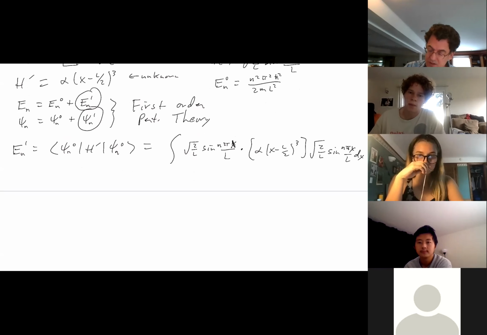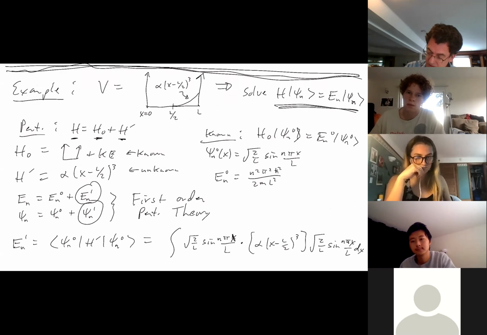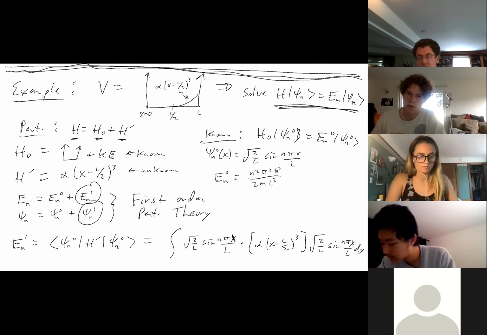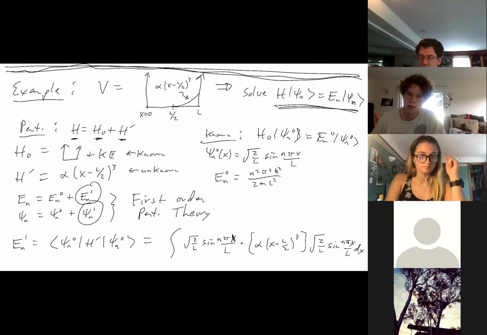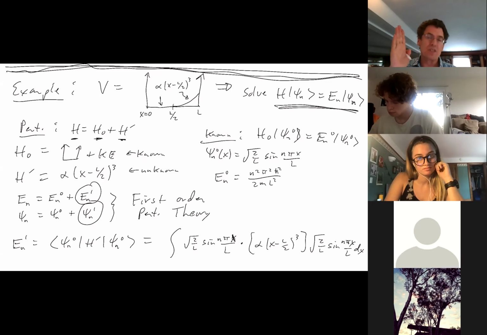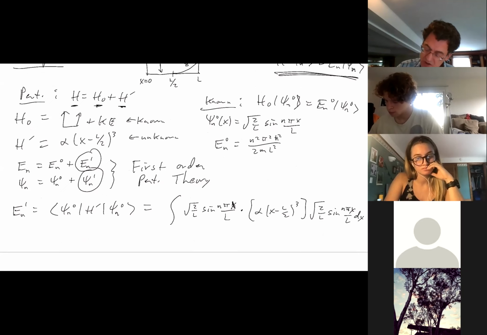And what are the limits of integration? What are the limits of integration? 0 to L. L over 2 to L? Yeah, well, what is the perturbation in this region of the box? It's equal to what? 0. It's 0. So the integral is 0 in that region of the box. So what are the limits again?